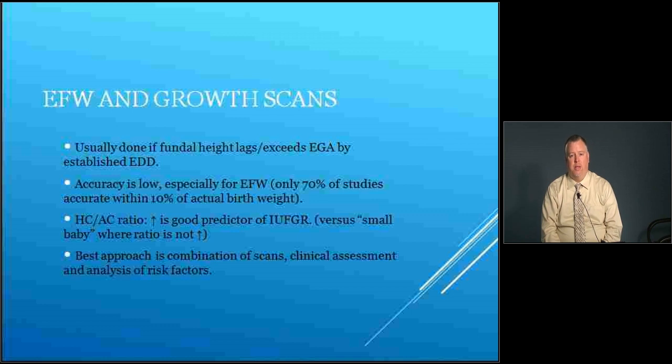We also will do a head circumference to abdominal circumference ratio, and if that ratio is increased, that's a good predictor of intrauterine fetal growth restriction versus just a small baby where the ratio is not increased. And we'll talk about that when we talk about IUFGR later. The best approach is to do a combination of scans, clinical assessment, and analysis of risk factors.